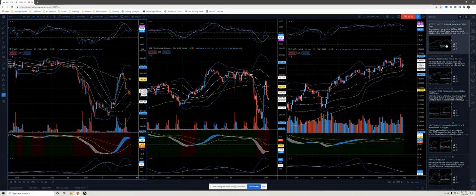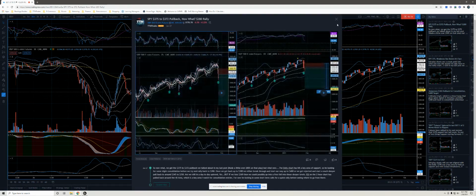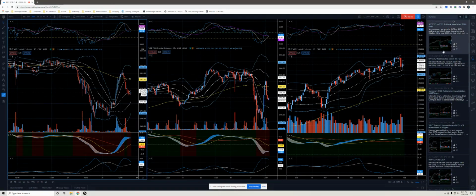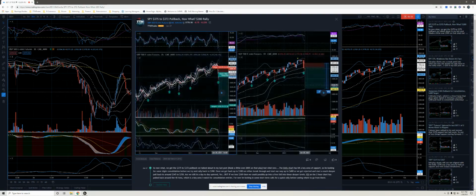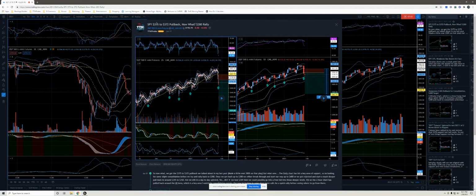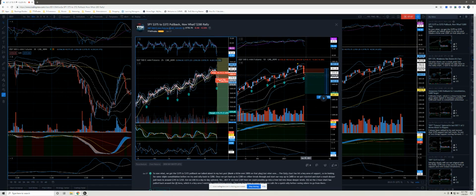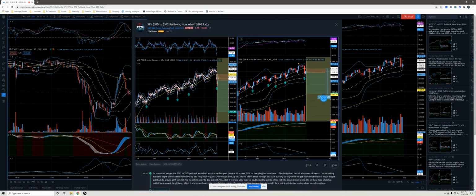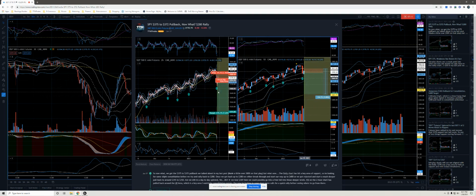And then once we got that 375 to 372 pullback, we were looking for a 380 rally, which I posted here. Now what? I meant to say 380 rally, but as you can see here, then we broke back out to the upside and we rallied back to that 380 area as we were looking for.